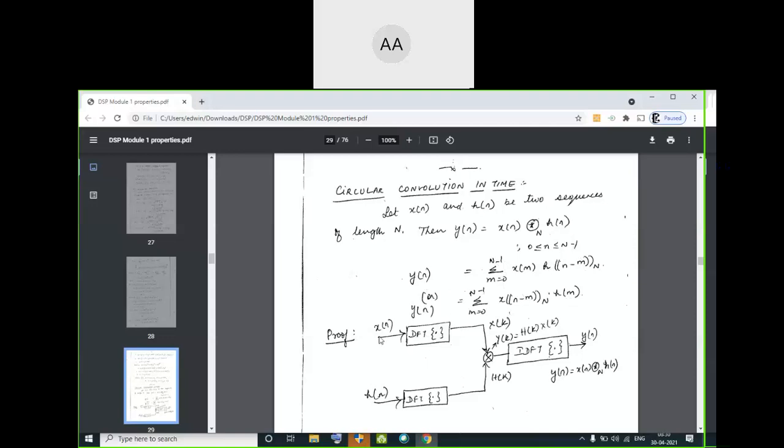In pictorial form, you represent x of n, take its DFT to get X of k, and take the DFT of h of n to get H of k. You multiply both DFTs, X of k into H of k, and then take the IDFT, and you will get your circular convolution. In short, convolution in the time domain is equal to multiplication in the frequency domain. You need to prove this. This is a very, very important property.